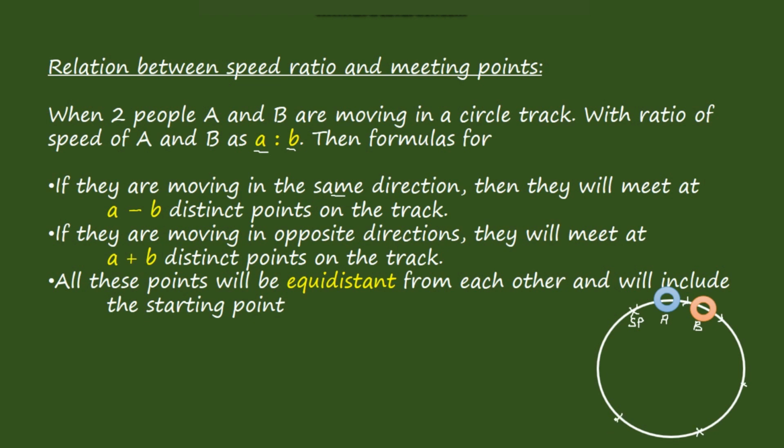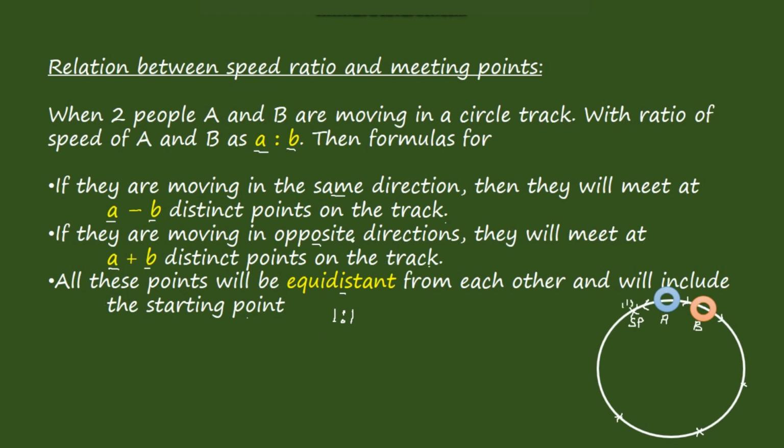The number of points where they meet is (A minus B) distinct points on the track. The next case is when they move in the opposite direction. Then the number of different points they will be meeting is (A plus B) distinct points on the track. Third, if these points are equidistant, that is, if the ratio between A and B is 1 is to 1, then the distance between A and B would be the same, and they would be meeting at the starting point only.